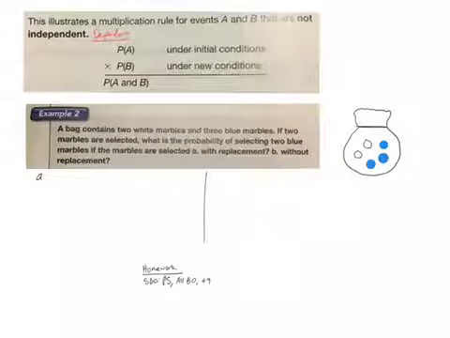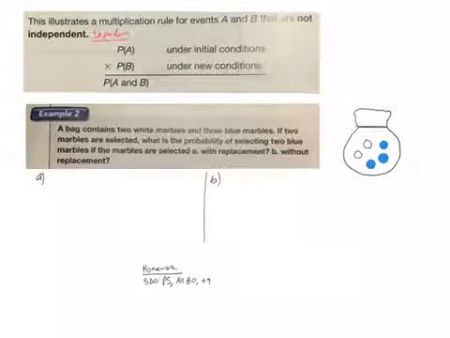Under A, they're going to select a marble, look at it, replace it back into the bag, and select another marble and look at that. B says without replacement, meaning that they're going to pull a marble out, look at it, set it on the table, and pull out another marble and look at it. So what's the probability that 2 blue marbles will be selected?